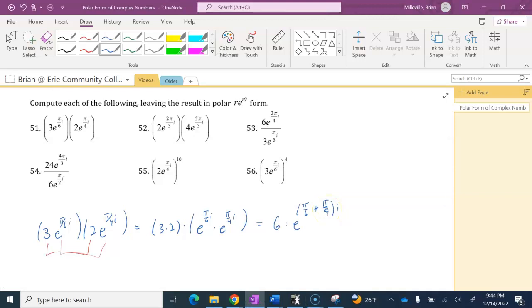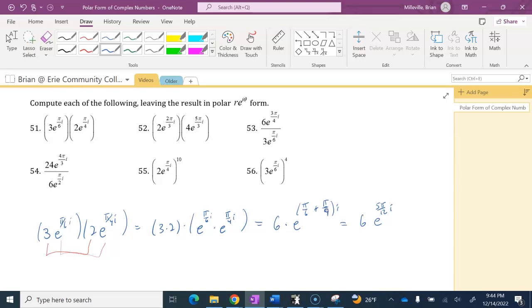All right, and now when we add those exponents together, what are we going to get? We'd have to find a common denominator, that would be 12 in this case. So we're going to have 6 as our R value, our radial length, and then we'd have e to the 2 pi over 12 plus 3 pi over 12, so that's going to give us 5 pi over 12 i, or i times 5 pi over 12. So there we go. We did it.